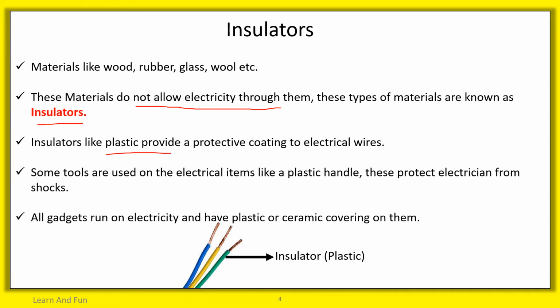Insulators like plastic provide a protective coating to electrical wires. Some tools used on electrical items have a plastic handle. These protect the electrician from shocks. All gadgets running on electricity have plastic or ceramic covering on them. So plastic and ceramic are again two types of insulators. I hope this is clear to you, and below is an image of a wire which shows an insulator, and the insulator here is the plastic.